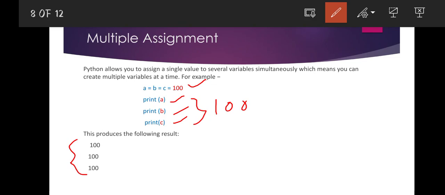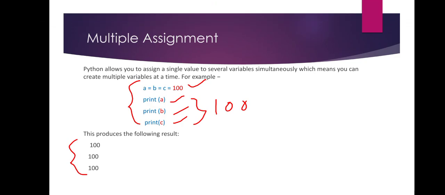So for multiple assignment, this is the way to assign a single value to multiple variables. We can assign a single value to many variables, not only three. If you want to assign a single value to 4 or 100 variables, we can do that, because Python allows assigning a single value to several variables. This is how we do multiple assignment in Python.